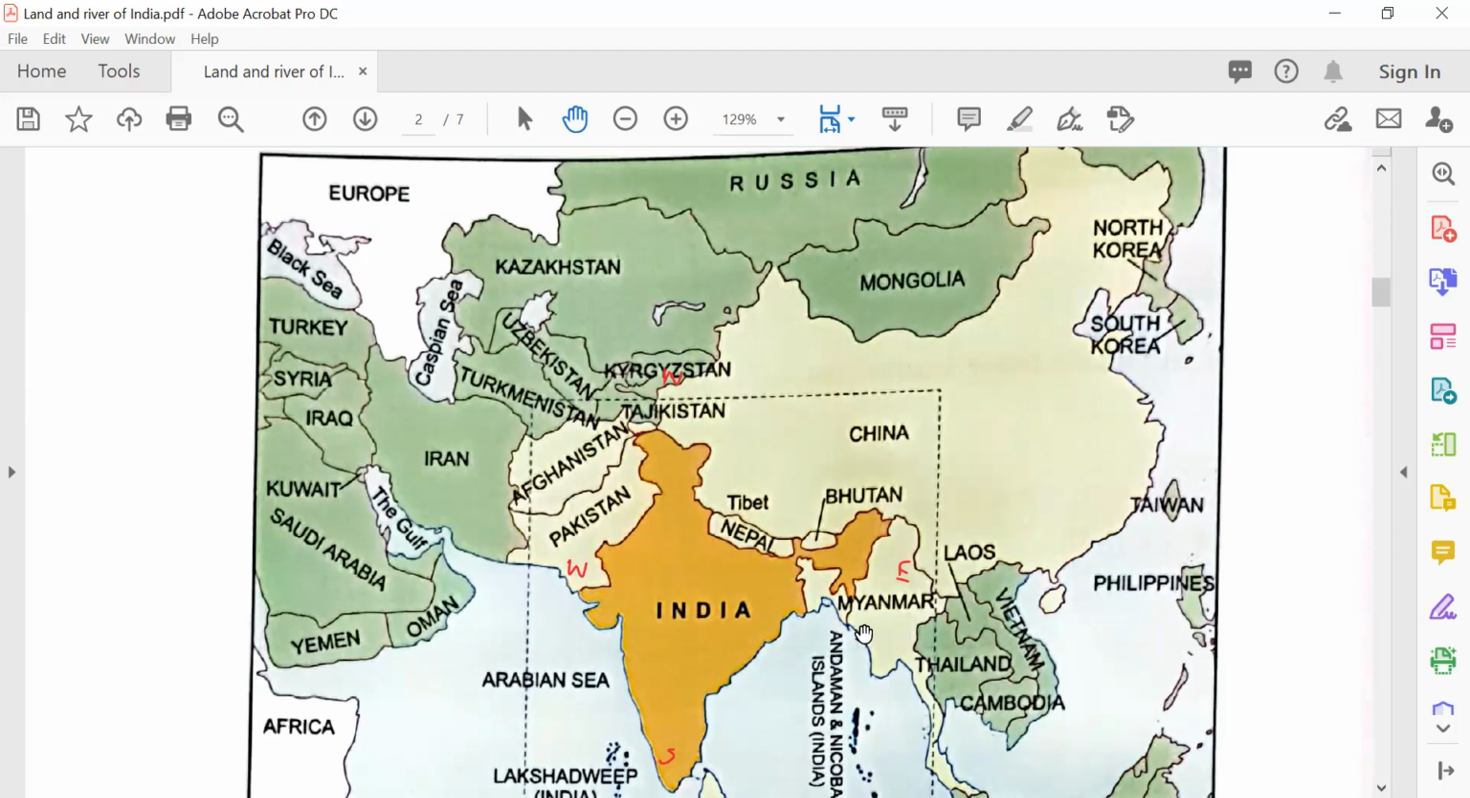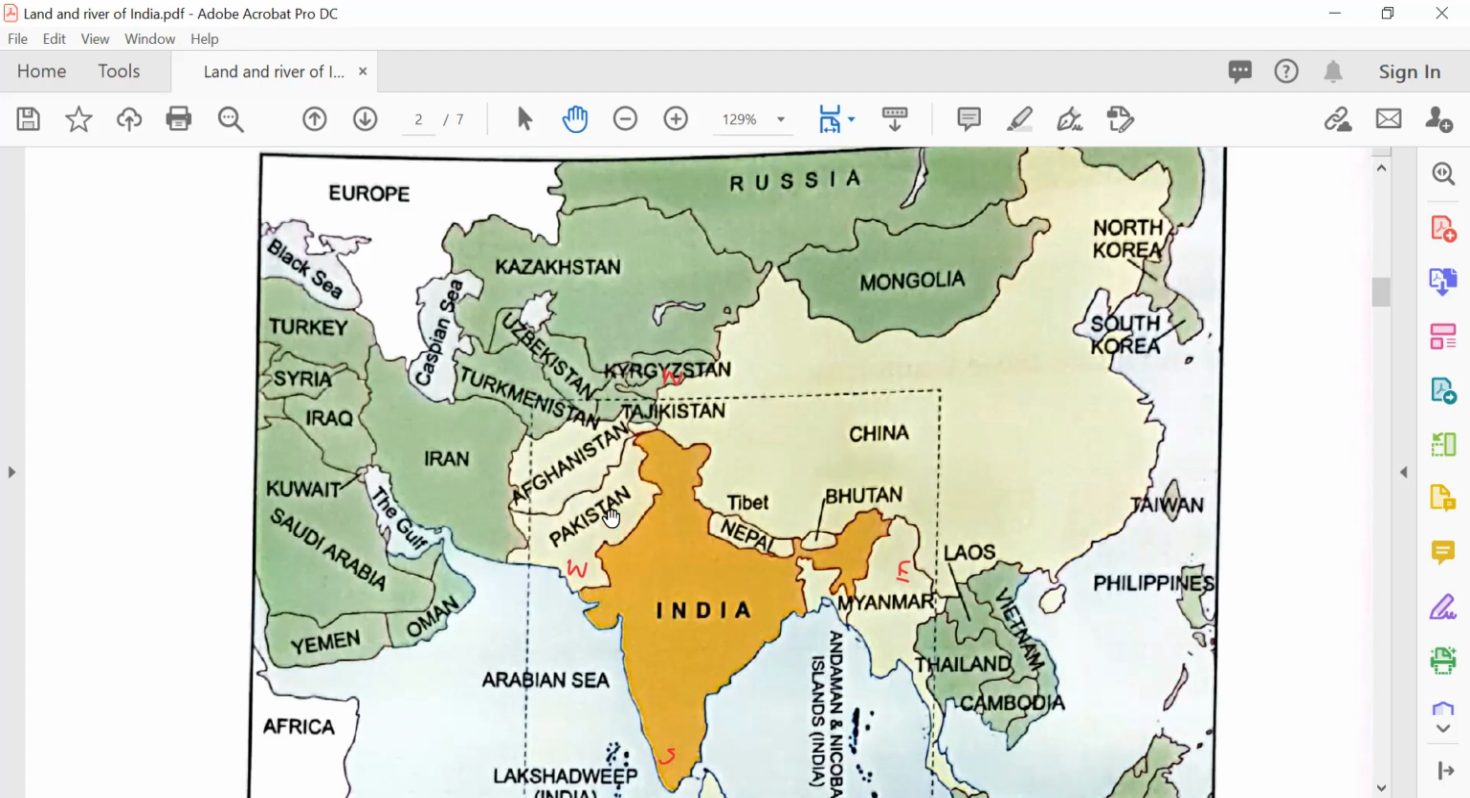In the east, which countries are there? Look at the map and see. This is Bangladesh and this is Myanmar. Okay. Which countries are in the east? Myanmar and Bangladesh. Which countries are in the northwest? In Afghanistan, Pakistan. You only have to focus on this.